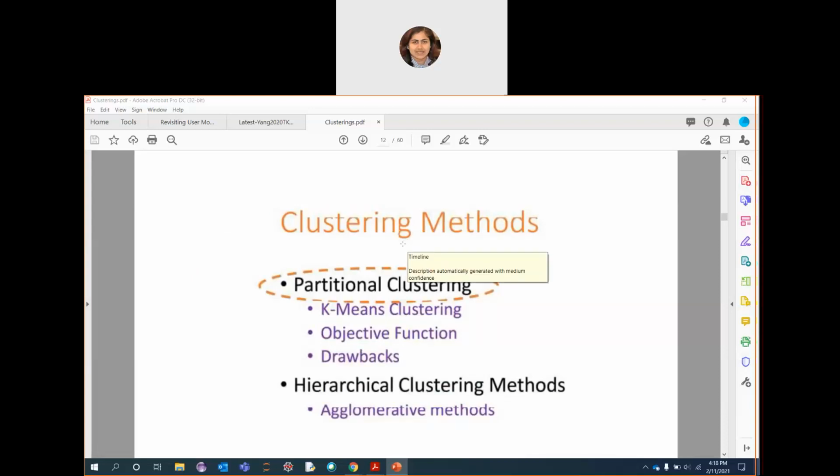Okay, so now moving on with the clustering methods, first we will look into partitional clustering. The most famous algorithm or type of clustering is k-means. We will look into that. Then we will see what the objective function in partitional clustering is, and what the limitations or drawbacks of partitional clustering are.